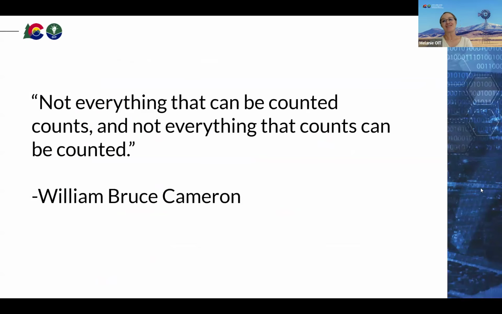Remember this: not everything that can be counted counts, and not everything that counts can be counted. And that's just a fact of it. And it's disappointing. It would be great if everyone shared the same values and everyone was like, this matters. But that's not the case. And just because you can count something doesn't mean you should. Okay. Next slide.